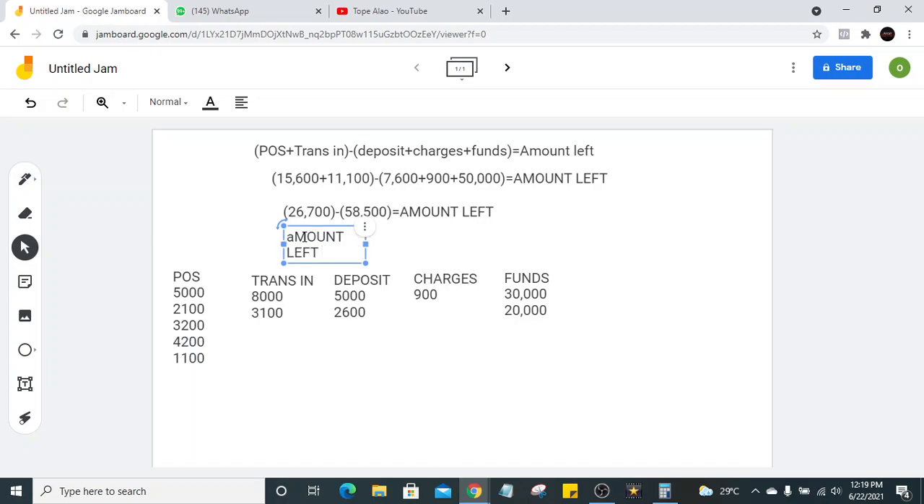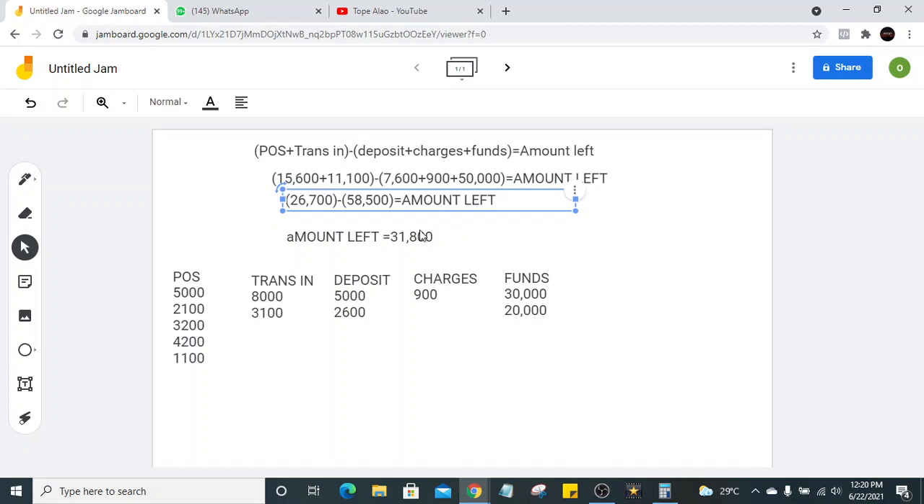So the amount left will be equal to 31,800. That means the cash at the end of the day, the cash you are supposed to collect from the employee, should be 31,800. Now, if the employee spent maybe 200 naira for something, or has some expenses, you can just remove the amount from this 31,800. So let's say it's 200 naira, that means she's supposed to be left with 31,600 naira. So basically that's how to balance your daily accounts.